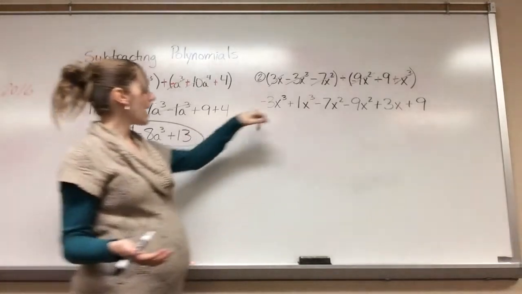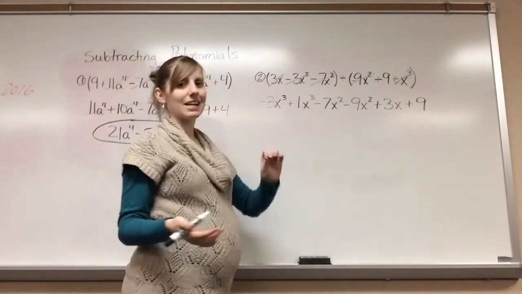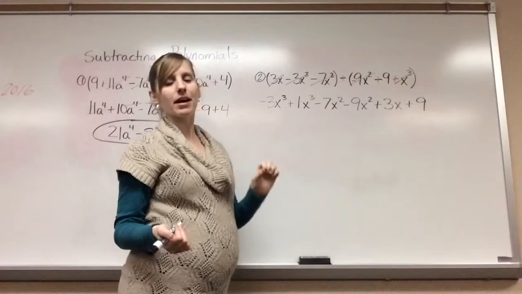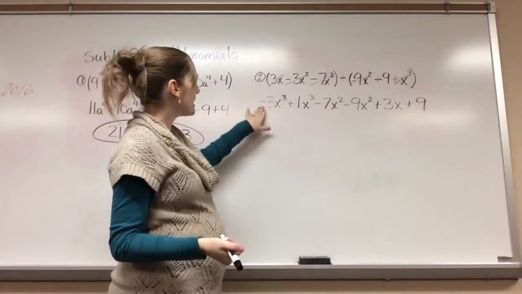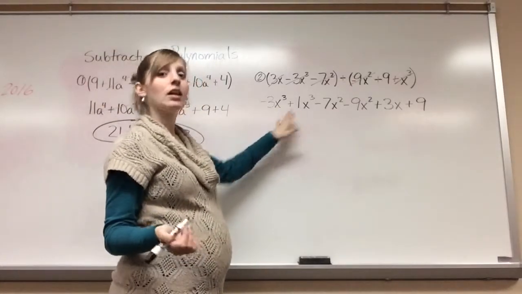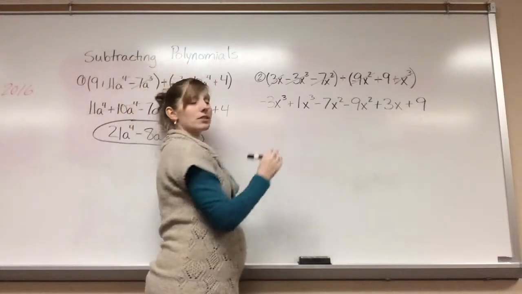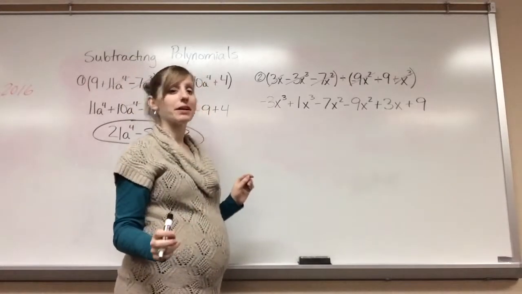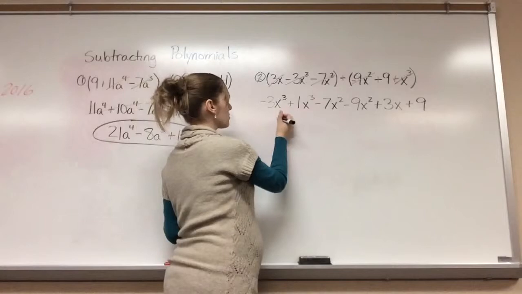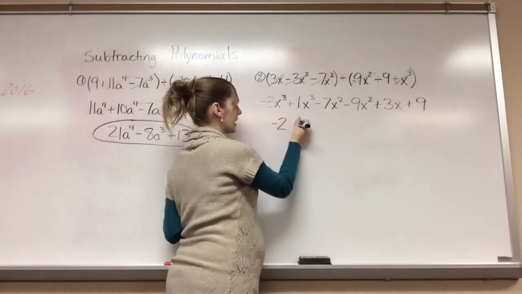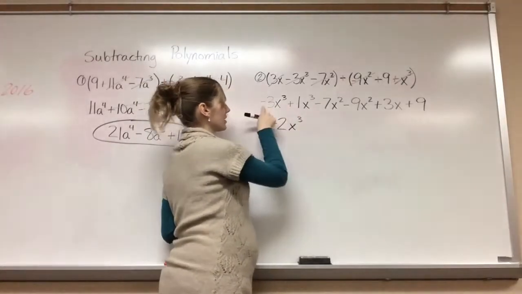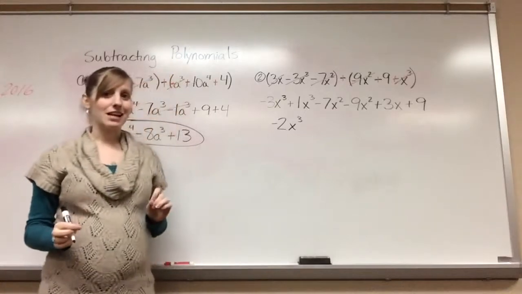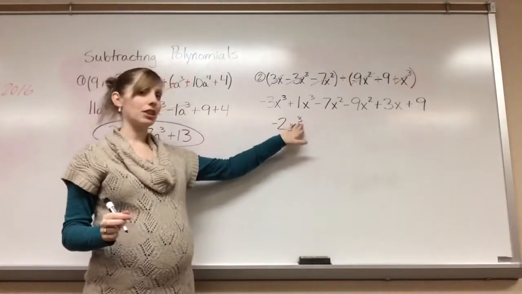So x to the third, x to the third. Exact same letter, exact same exponent. I can combine those. Negative 3 and positive 1. The signs are different. You will subtract. Keep the sign of the bigger number. So 3 minus 1 is 2. It's going to be a negative 2 because the 3 is bigger. Keep your letter the same. So it's negative 2x to the third.